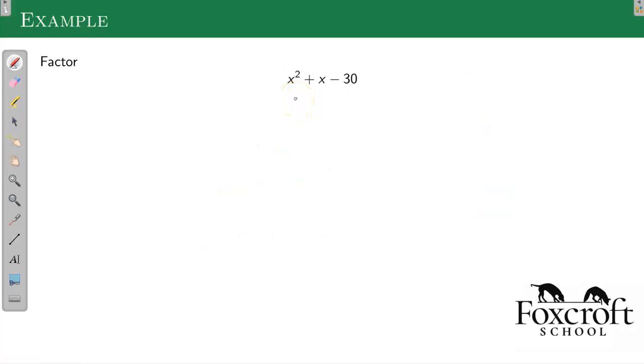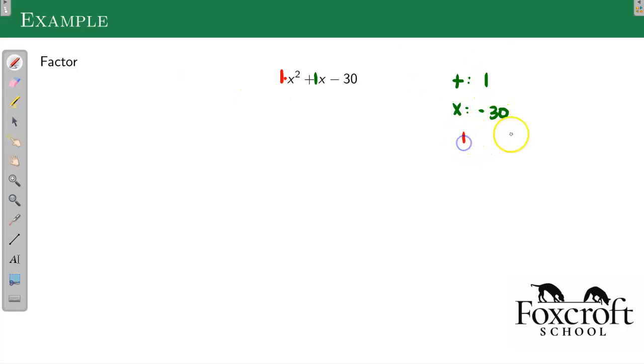All right, in this example, we can actually use one of our shortcuts. We learned a couple different shortcuts. One is if there's a 1 in front of x squared, we can simplify this whole process. So the process is I'm going to look to add to positive 1, because that's the number in the middle, and multiply 1 times negative 30 is negative 30. So let's do this part first. There's never a shortcut for this part.